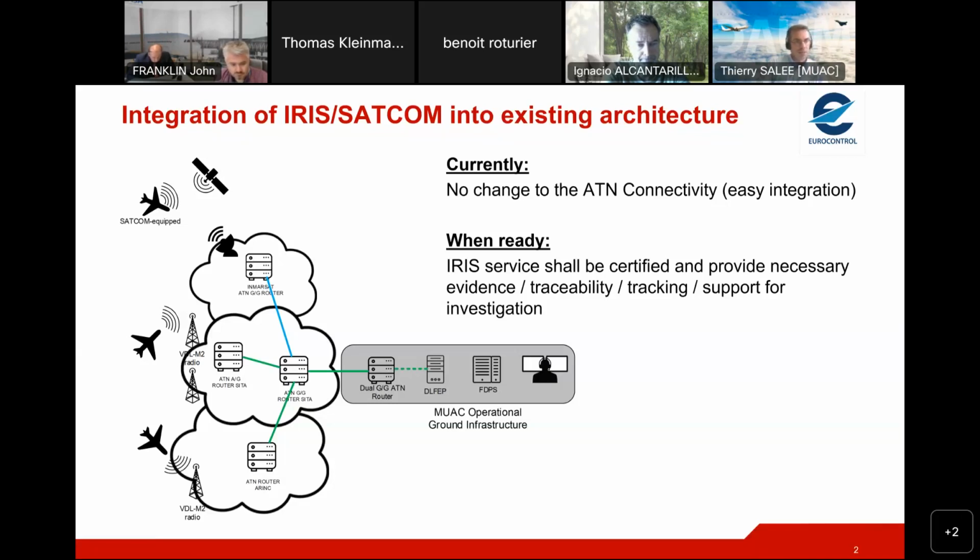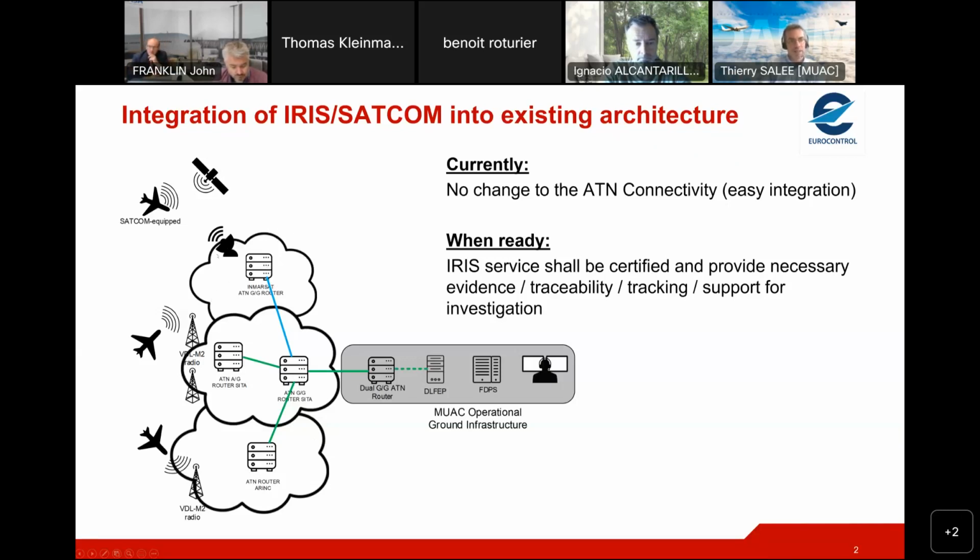So far we have been using VDL Mode 2 for supporting CPDLC and ADS-C, but we know that IRIS, which is the common project developed by EASA, will be put in operation by Inmarsat. It will provide SATCOM-based communication service for ATN aircraft. So I'm just trying to show how we will be connected to the IRIS service in the short term.